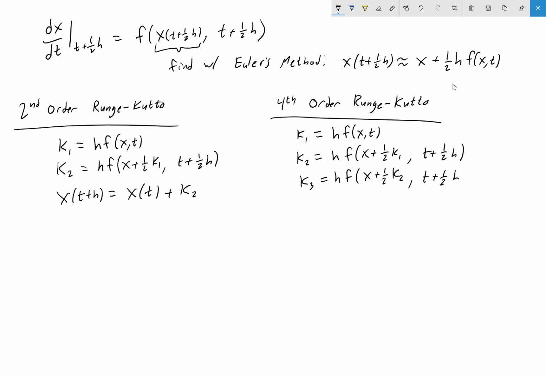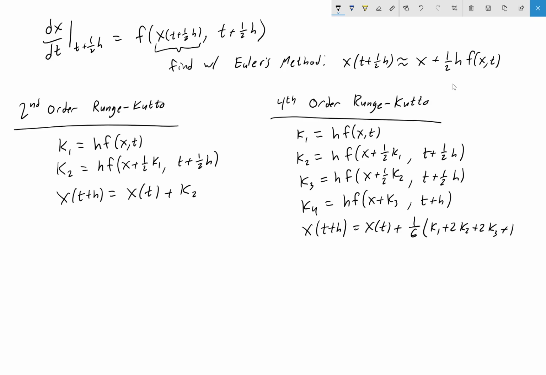t plus 1/2 h. And then we're going to do a full step. This is called k4, where we go x plus all of k3, and then t plus all of h. And then we're going to average them. So to find a full step ahead, what your new value of x is, you start with your original x, and then onto it you add a weighted average. So there's a 1/6 here, k1 plus 2k2 plus 2k3 plus k4.